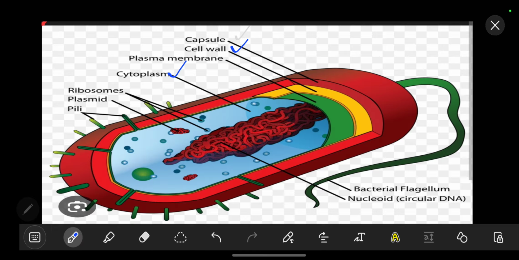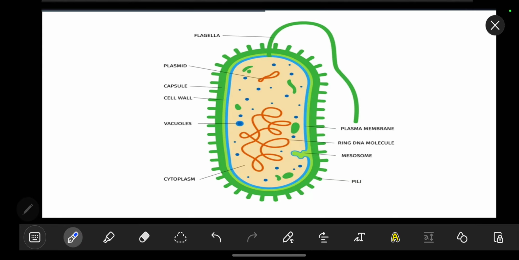We also have the ribosomes. We also have the plasmids. We also have the pili. We have the bacterial flagella. Not forgetting our nucleoid, which is our circular DNA, and the plasmid. So now let's dive deeper into the details of what the functions of these are. So let's look at them.